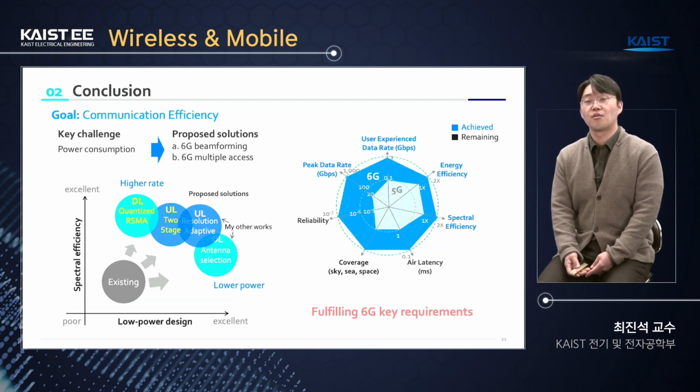So in conclusion, our goal was to optimize the communication efficiency in terms of both the spectral efficiency and the energy efficiency. The key challenge, power consumption, is managed by using the 6G beamforming architecture and 6G multiple access architecture. Our proposed method enhances the spectral efficiency and also provides a very low power design for the base station. In terms of the 6G KPIs, we fulfill many 6G key requirements, including data rate, energy efficiency, spectral efficiency, and the peak data rate.